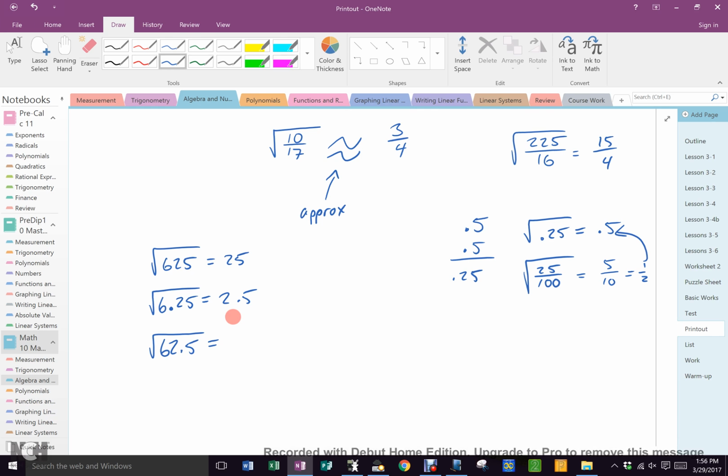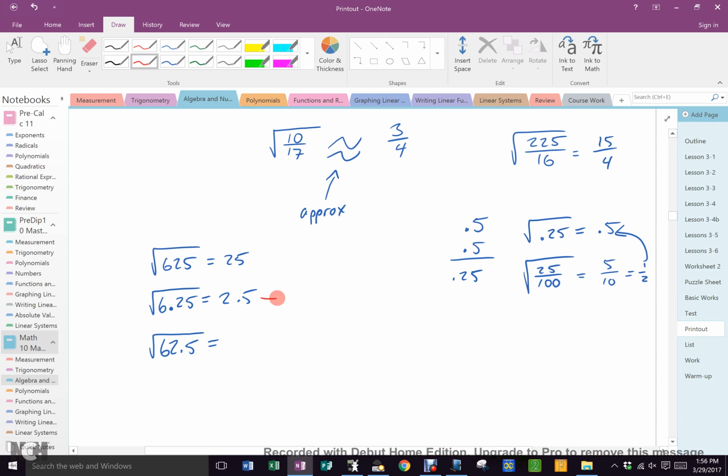Because what is the square root of 62.5? 7 something, isn't it? 7.9, right? Why? Pardon me? It is weird. Because it should be 2s and 5s should be in it, shouldn't it? Here's why.